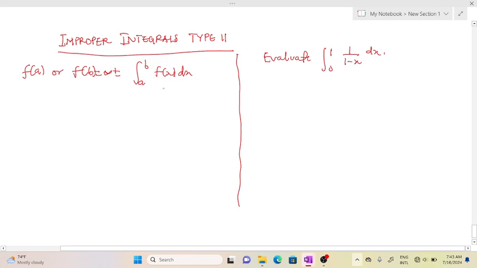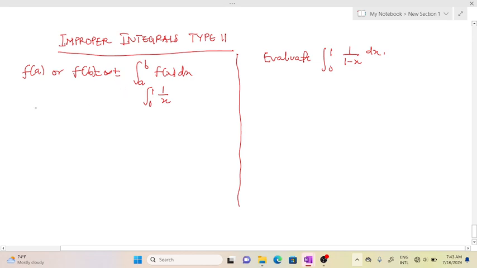So it can be 1 over x, where you are taking from 0 to 1. I realize that when you put 0 here, it becomes undefined. That is the infinity situation. So for type 2, we are interested in when we put in our limit, it results in an infinity situation. Okay, so that is the concept here.